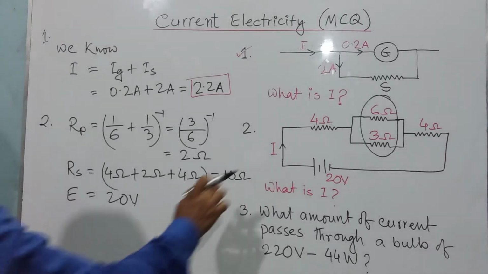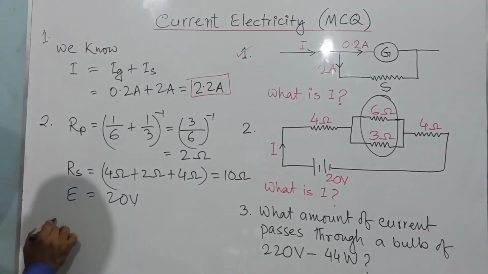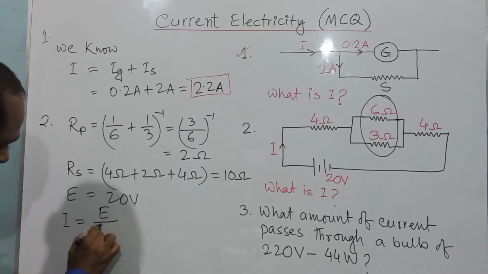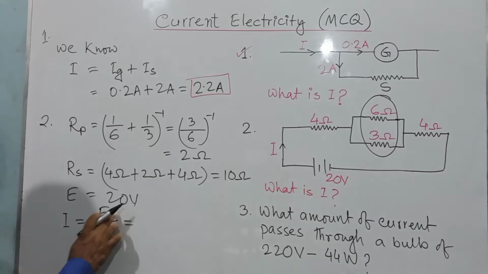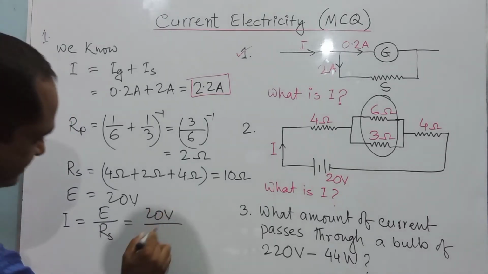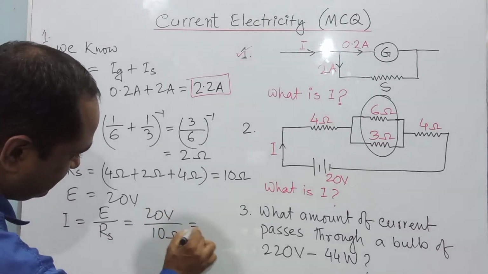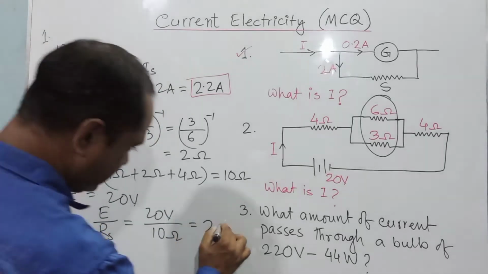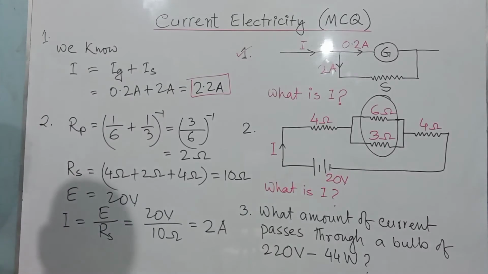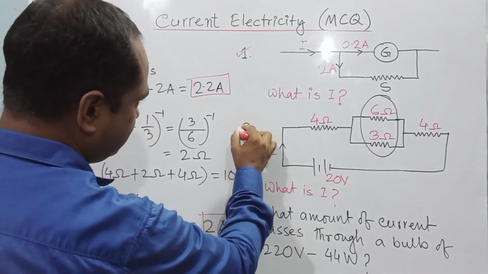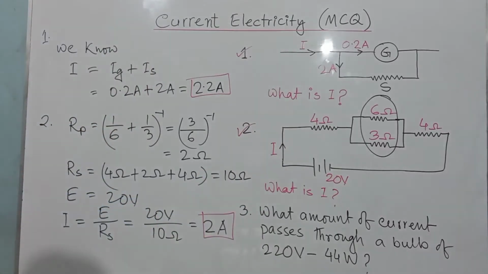So we have to calculate the value of current. We know I is equal to E divided by Rs. Using the values, E is 20 volt and Rs is 10 ohm. So the final calculation will be 2, and the unit is ampere. This is the final result for our question 2.